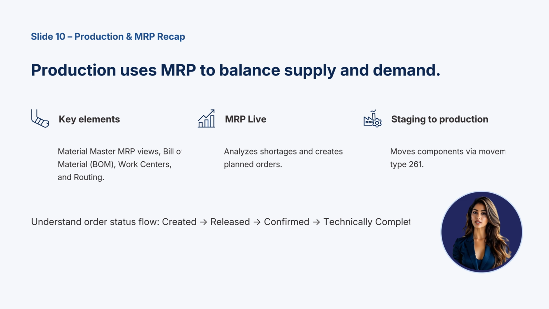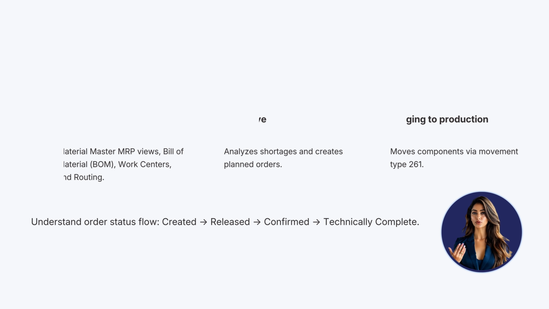Production and MRP recap. Production in the cloud uses MRP Live to balance supply and demand. Material Master, BOM, routing, and work centers drive the process. Staging raw materials to the shop floor uses Movement Type 261. Order lifecycle flows through created, released, confirmed, completed. MRP shortages and order exceptions are commonly tested topics.